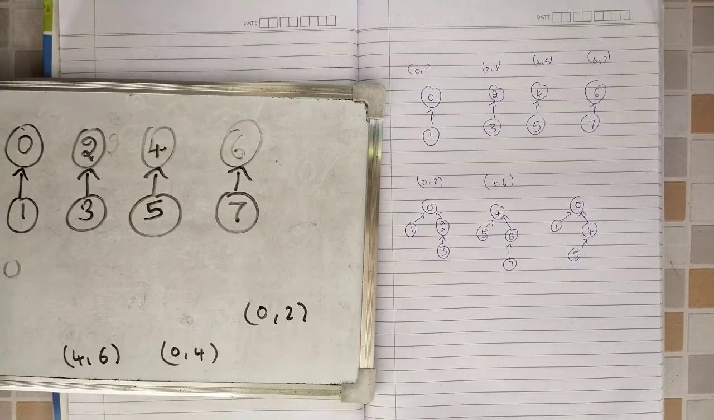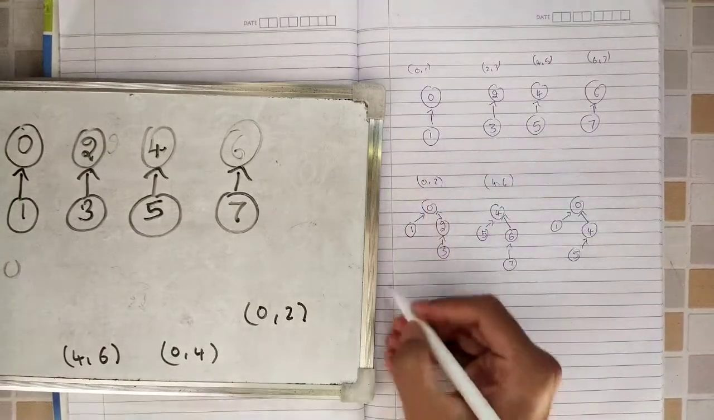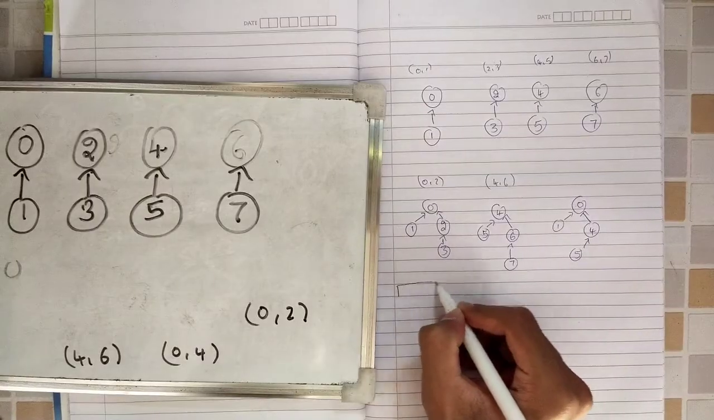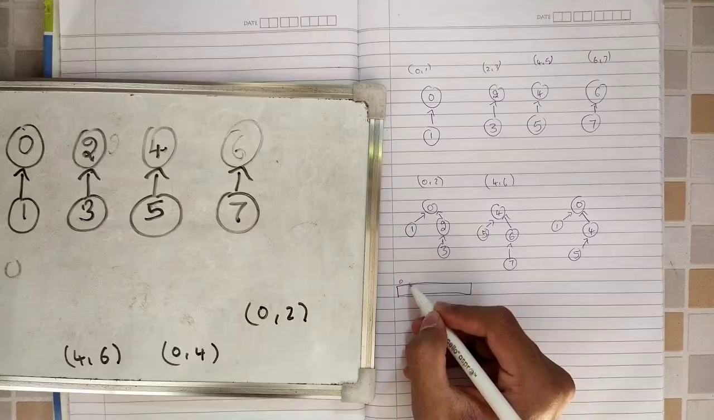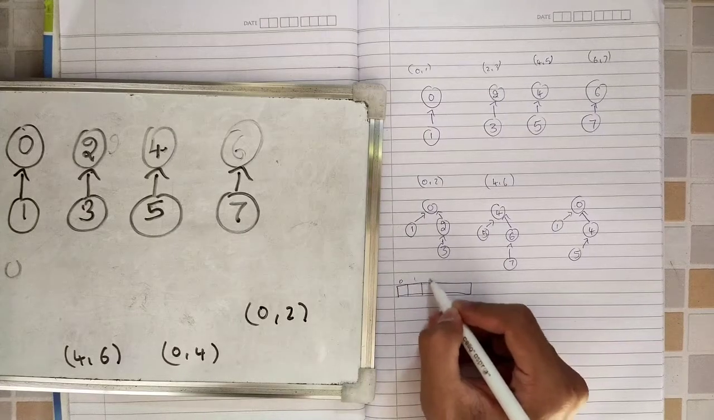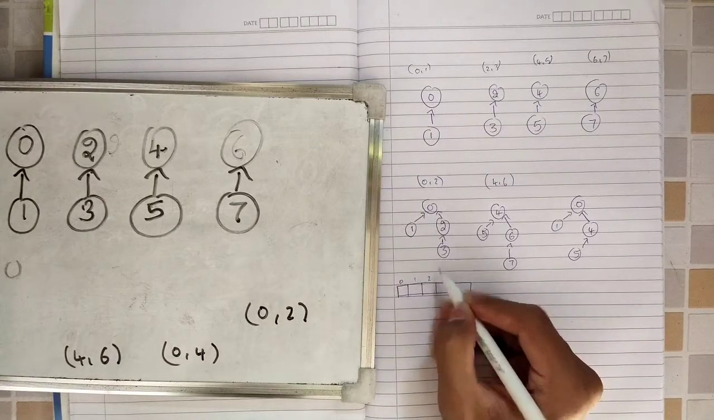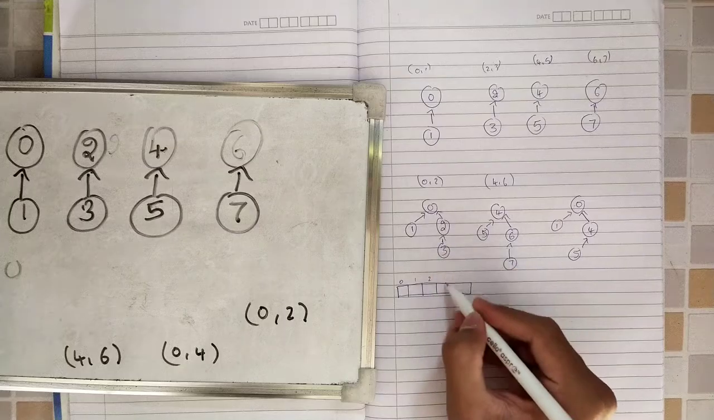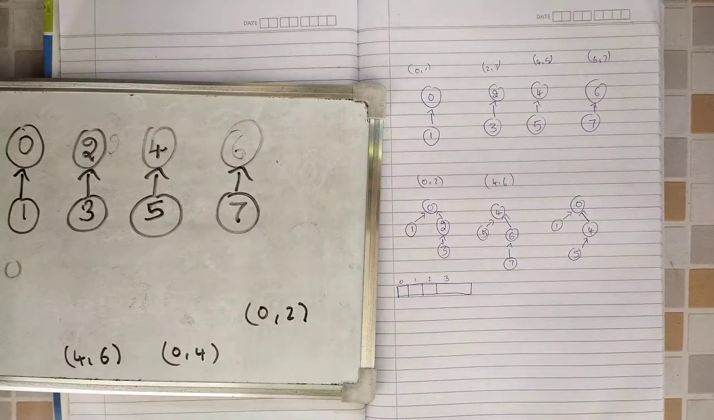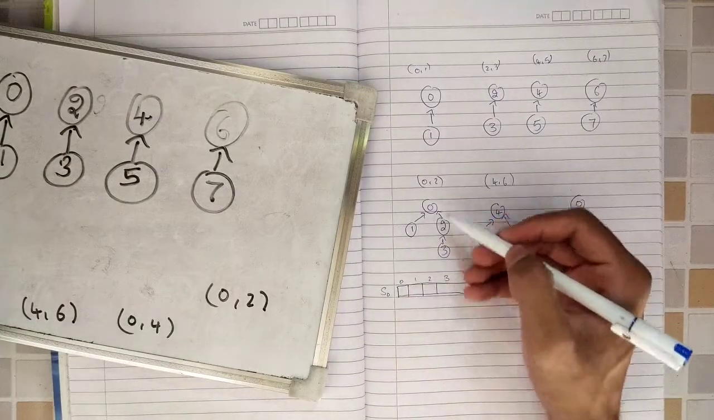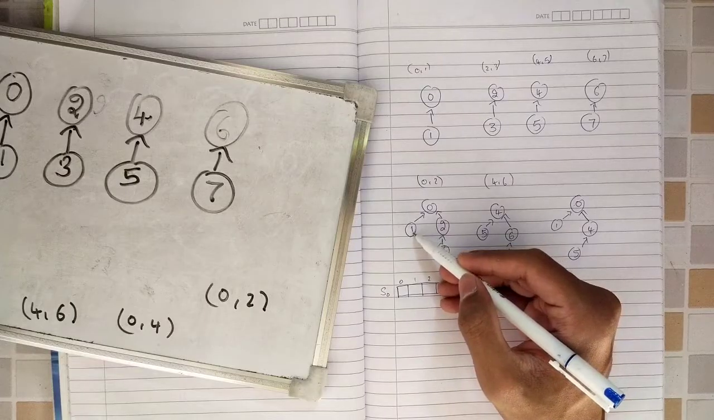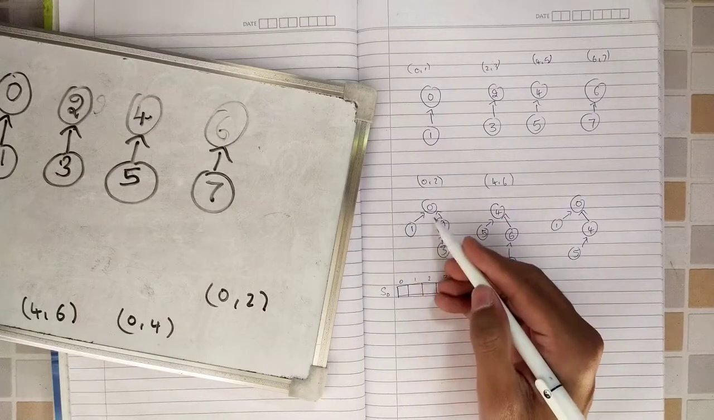Now in this part, how to find, they ask. So you have to make an array. First, the positions will be 0 1 2 3, and so on. So this is S of union, I will write S0, X0 etc. See here, who is the parent of 1? It is 0.